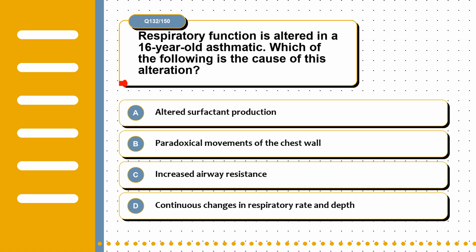Question 132. Respiratory function is altered in a 16-year-old asthmatic. Which of the following is the cause of this alteration? Here are the options. Option A, altered surfactant production. Option B, paradoxical movements of the chest wall. Option C, increased airway resistance. Option D, continuous changes in respiratory rate and depth.